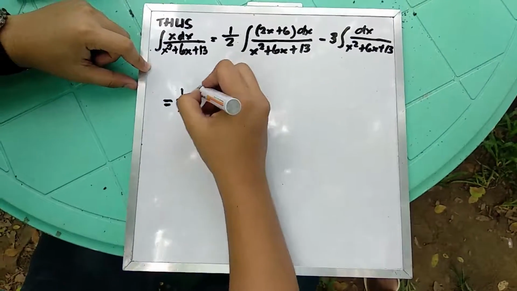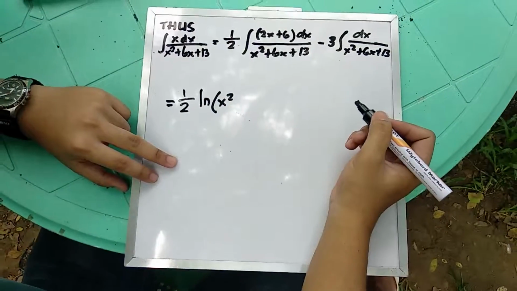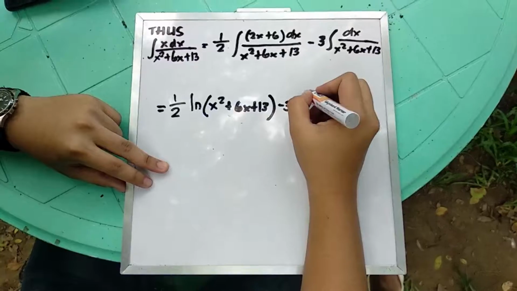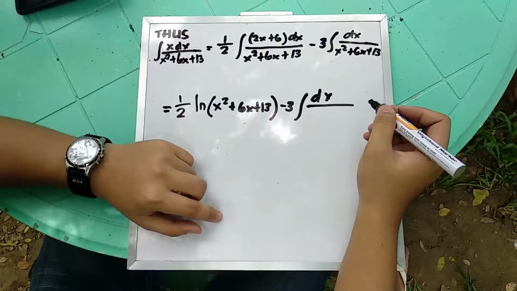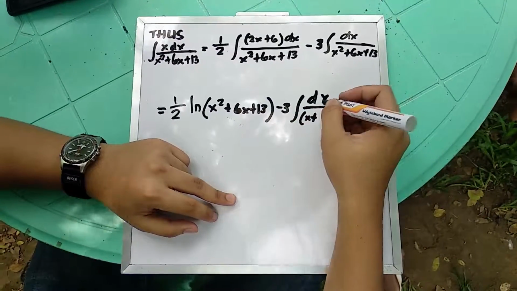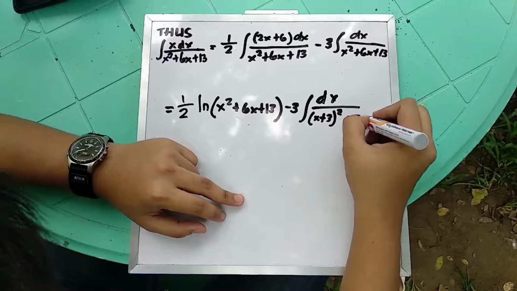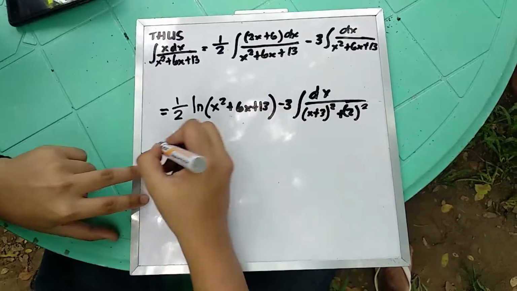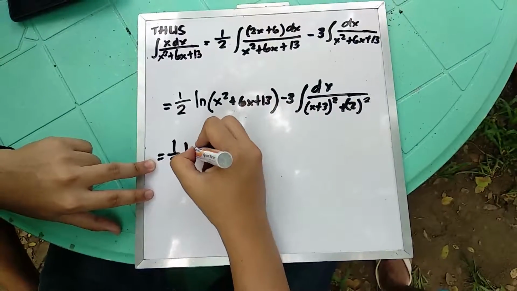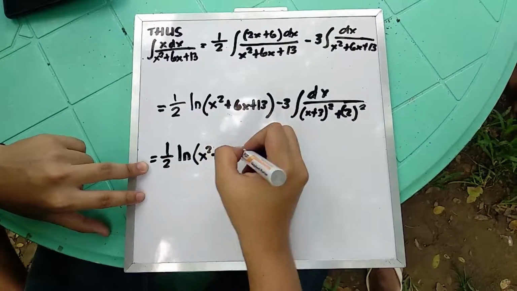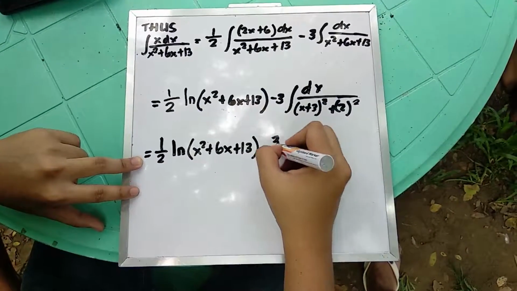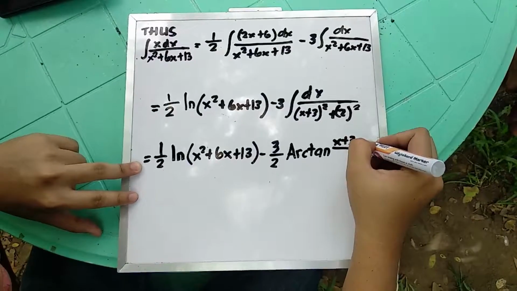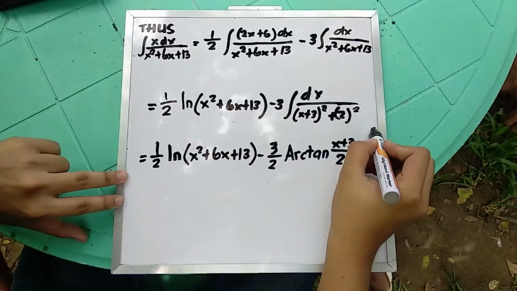Therefore, the answer would be 1/2 ln(x squared plus 6x plus 13) minus 3 integral of dx over (x plus 3) squared plus 2 squared, which can be further simplified into 1/2 ln(x squared plus 6x plus 13) minus 3/2 arctan((x plus 3) over 2) plus C, using the properties of integrals.